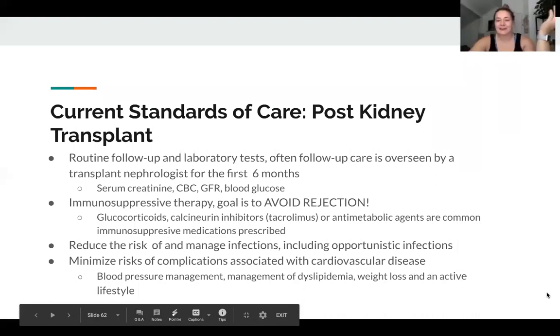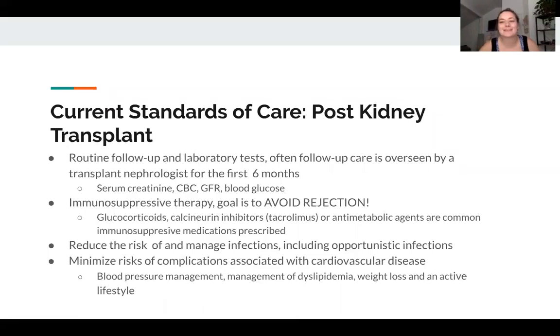All right, so now he got a kidney transplant. So what are we gonna do after that? Just routine follow-up, lab tests. Care is often transferred to a transplant nephrologist for the first 6 months following the transplant, making sure that everything is being watched very carefully and we're monitoring for rejection. So we need him to be on that immunosuppressive therapy to avoid rejection. We don't want to lose this good kidney.